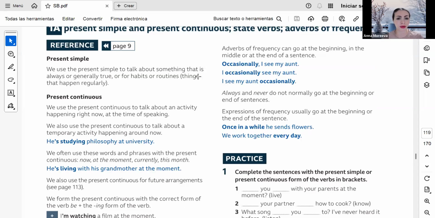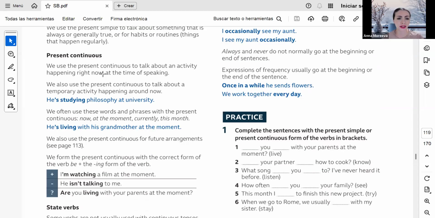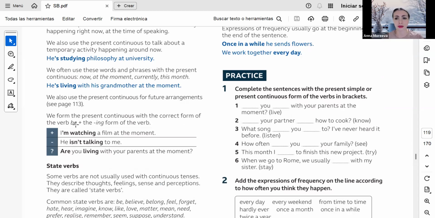We use present simple to talk about something that is always true, habits, routines. Present continuous about something that is happening now at the time of speaking, about some temporal situations. And usually we use present continuous with words now, at the moment, currently, this month. We use the verb to be. It can be I am, you are, they are, we are, he is, she is, it is, plus the verb with -ing. I'm watching, you are watching, he's watching. If it's negative, we use not. I'm not watching, he's not watching, you are not watching.